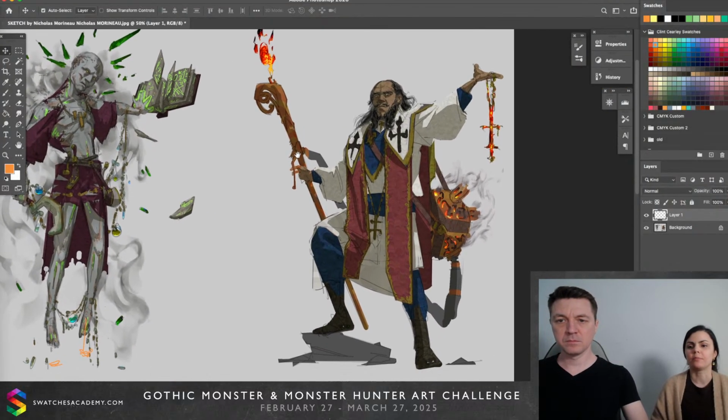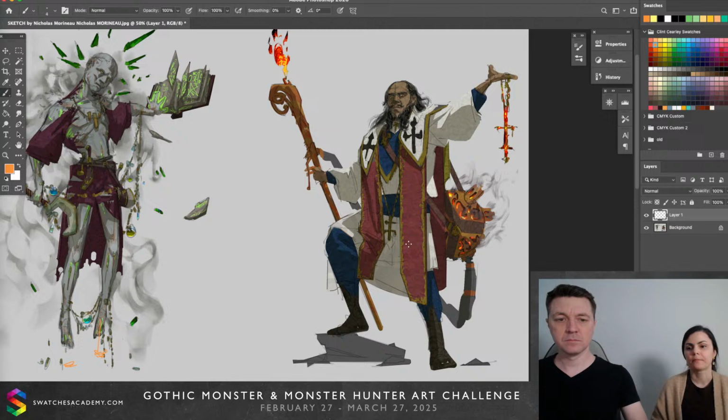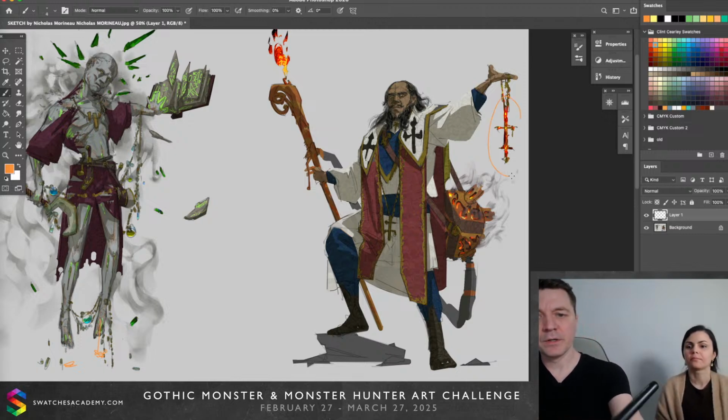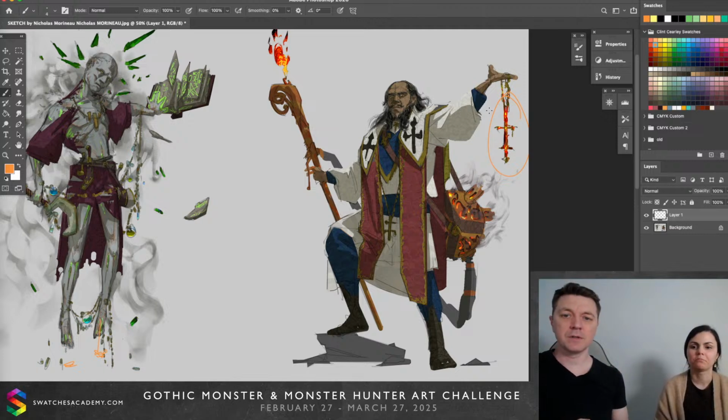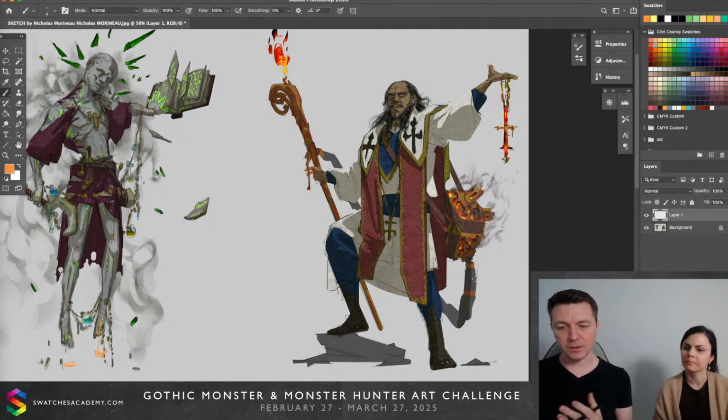Your flame keeper is very cool. I think it's a great idea. I like the glowing crucifix. Neat idea visually. I like the pop of that color there. The rest of it, what are you thinking? Anything needs to be edited? Anything standing out to you?